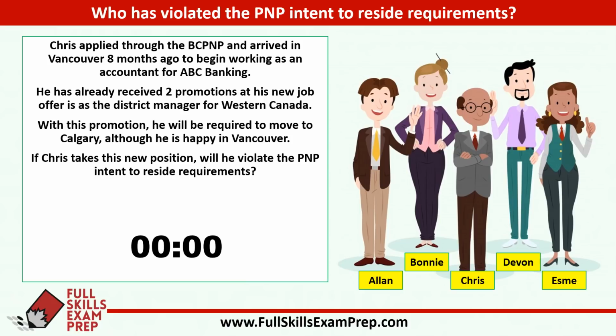All right, so I hope this was an easy one for you as well. You can see that we're getting more and more in-depth and a little bit more complicated. So we have Chris here. He applied through the BC PNP and arrived in Vancouver 8 months ago to begin working as an accountant for ABC Banking. So we could see that this is someone who probably had a job offer, and that maybe helped his PR application, and he went to Vancouver to live.